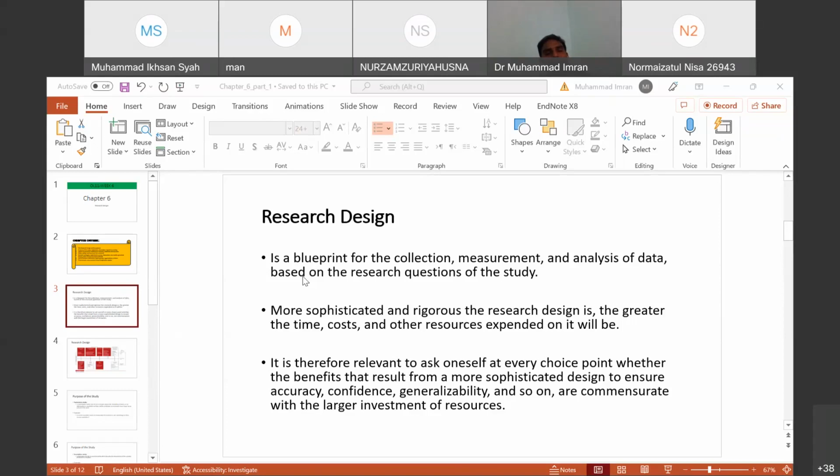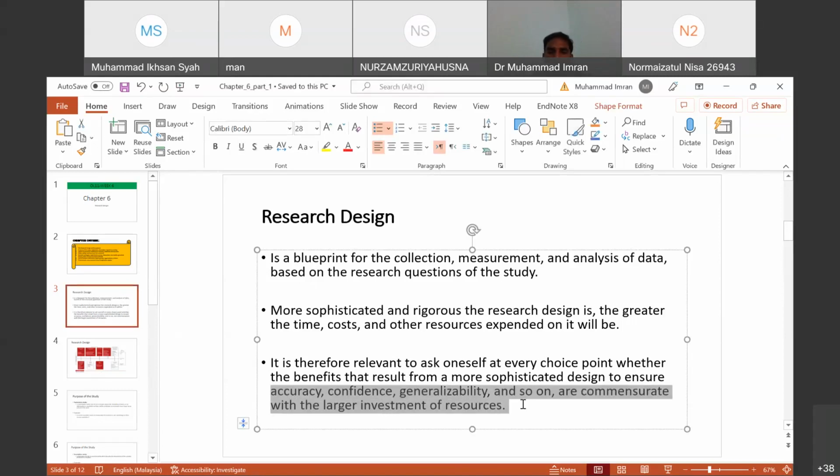research questions. Okay, in the last sentence, it is therefore relevant to ask oneself at every choice point what benefit would result from a more sophisticated design to ensure accuracy. So see this one, the main point here: research design helps us with accuracy and confidence, that we are conducting our research in the right way. This confidence will come from the research design. Okay, generalizability and so on, with the large investment of resources.